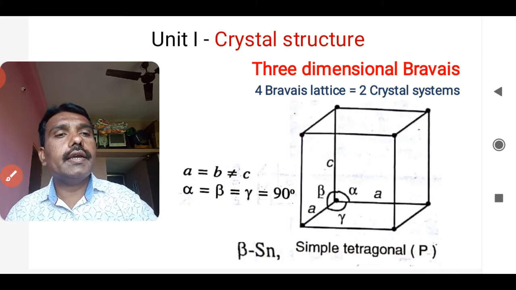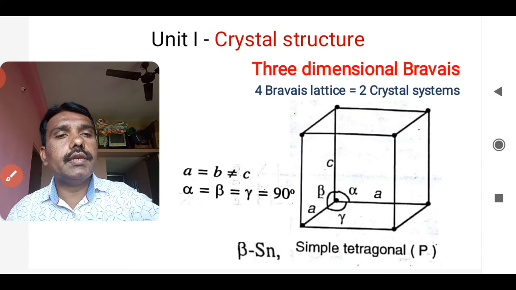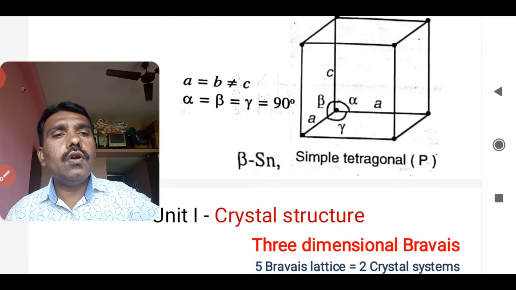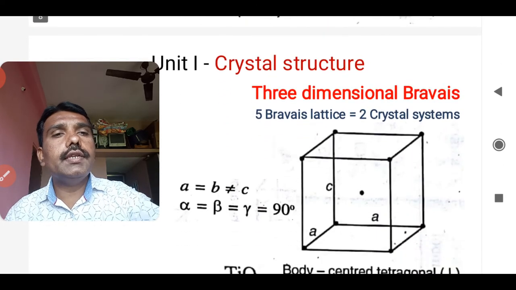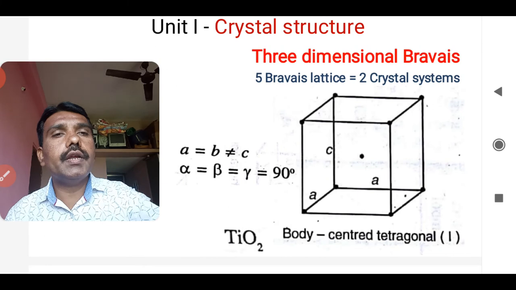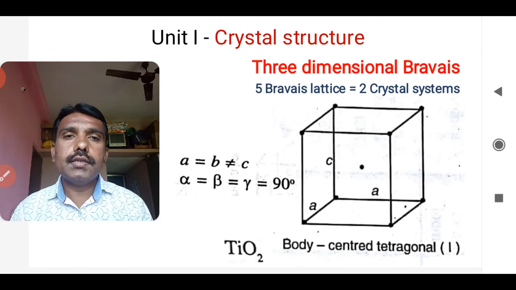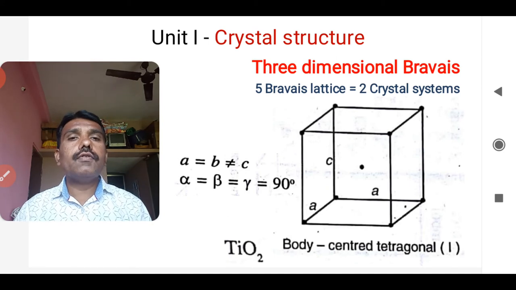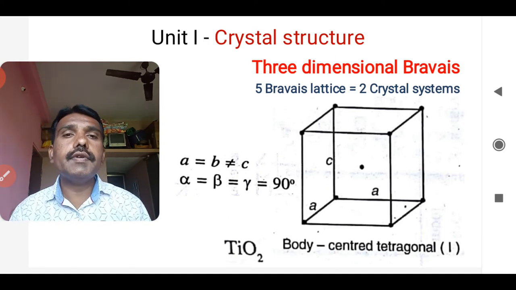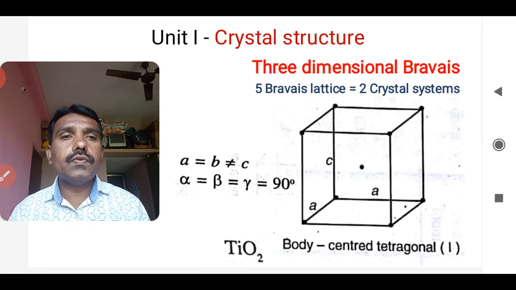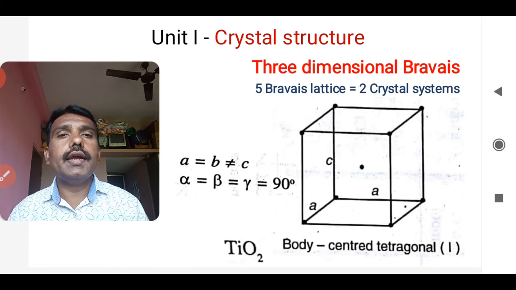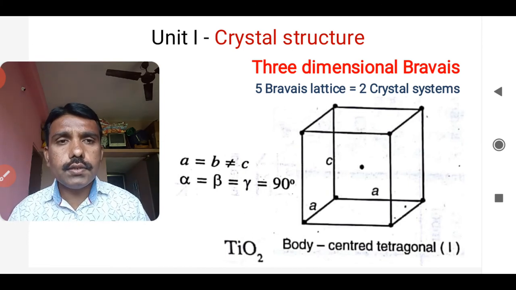So it is denoted with P, that is simple, or you can call it primitive. Now the next Bravais lattice, the fifth Bravais lattice, is also part of the second crystal system. There are 14 Bravais lattices and 7 crystal systems. This one is the fifth Bravais lattice and the second crystal system.